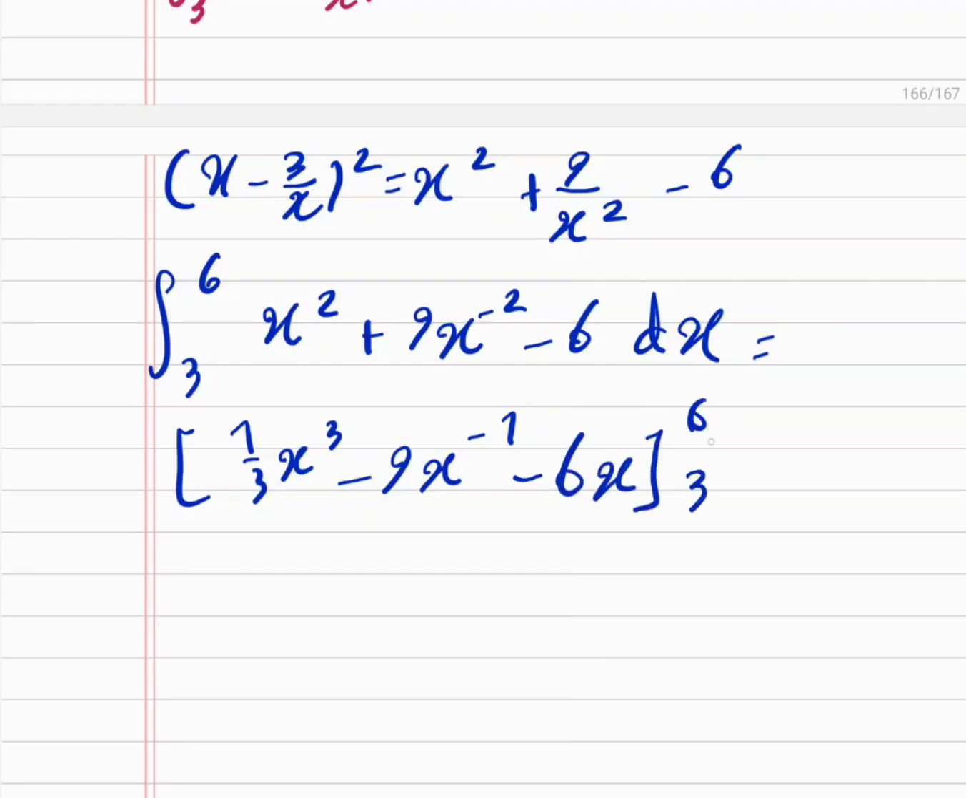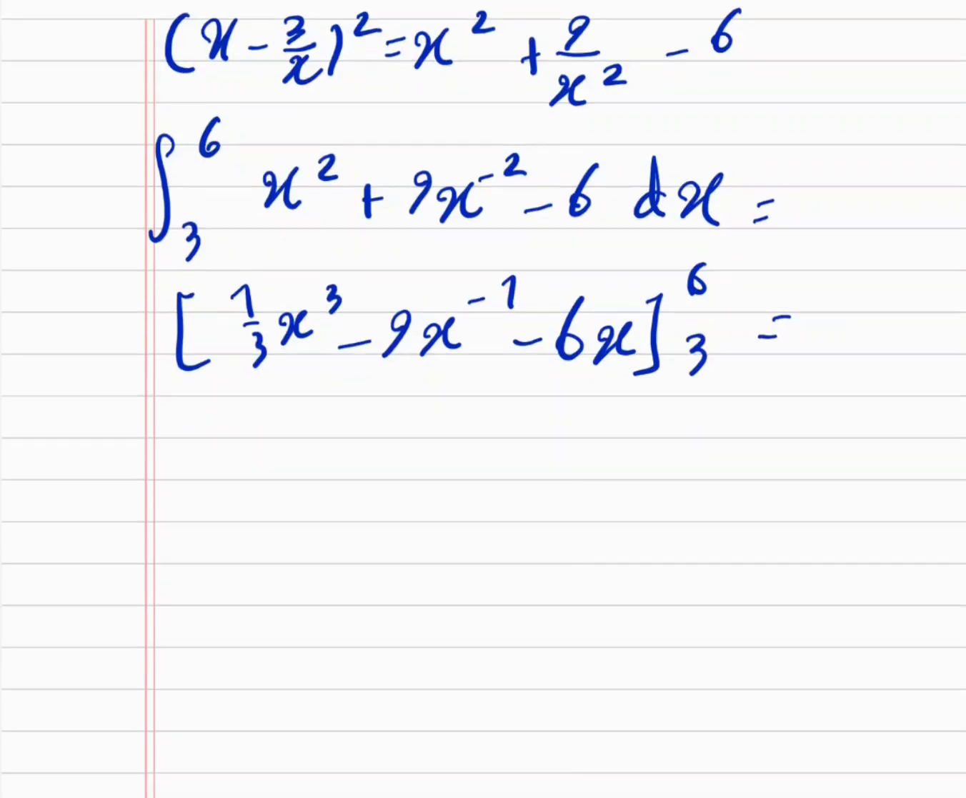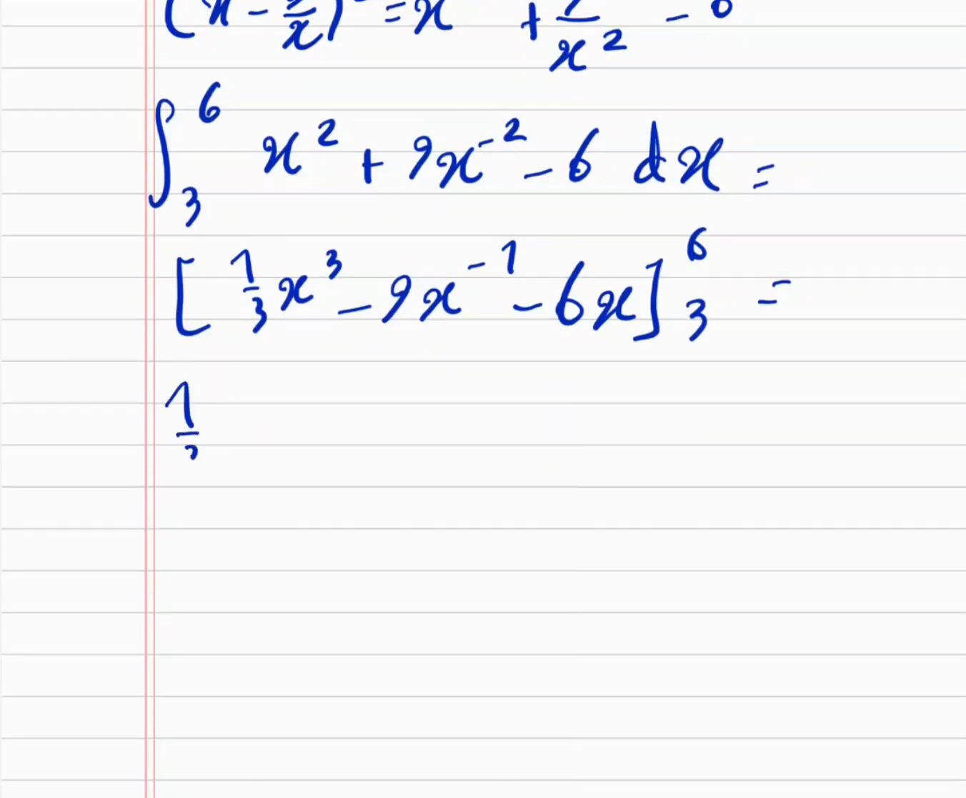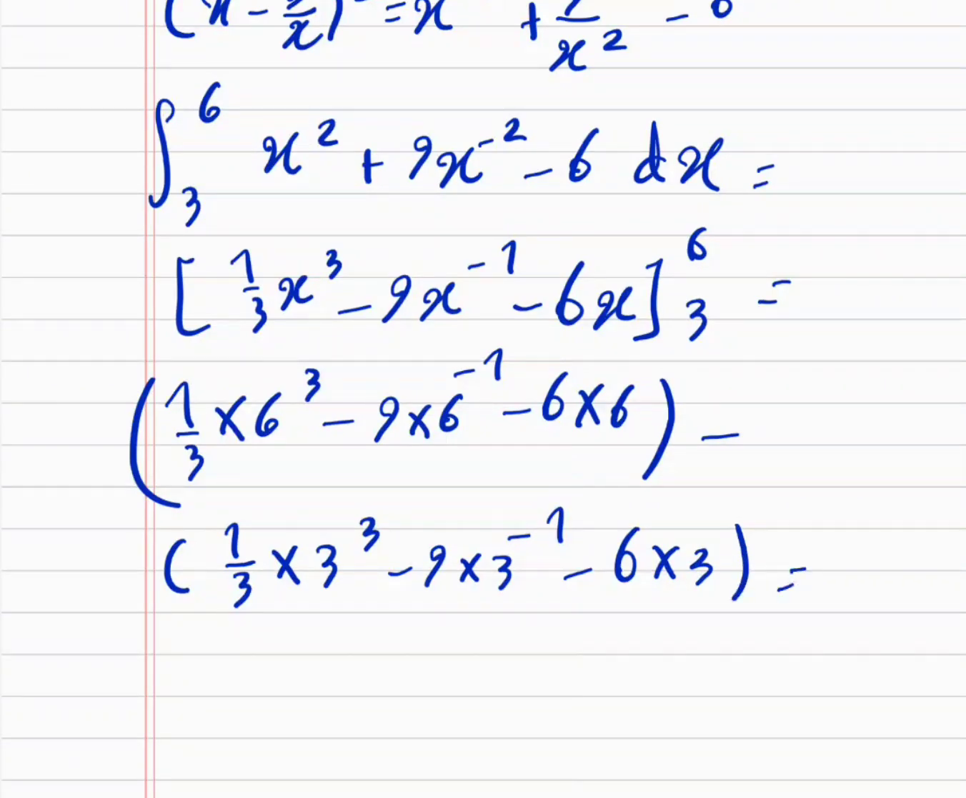And now we write the limits. The next step is just substituting. So we substitute the upper limit minus the lower limit, and that gives us the value. So we have 1/3 times 6 cubed minus 9 times 6 to the power minus 1 minus 6 times 6, minus, now we substitute the lower limit. So 1 over 3 times 3 cubed minus 9 times 3 to the power minus 1 minus 6 times 3. And if you work this out, the answer is equal to 93 over 2.